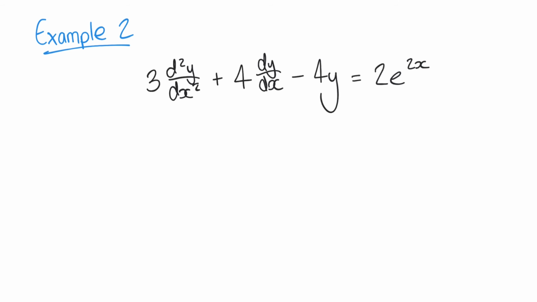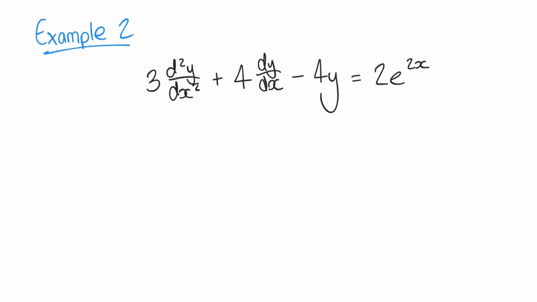Let's have a look at a second example. We're going to look at 3 examples altogether in this video. This time we have 3d squared y by dx squared plus 4dy by dx minus 4y equals 2e to the 2x. So we have an exponential function on our right hand side now in this particular example.